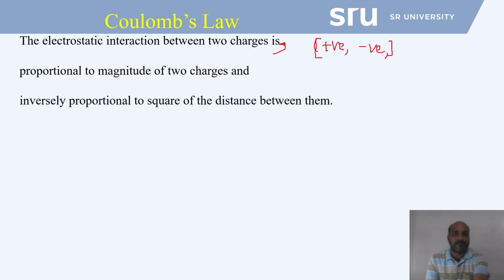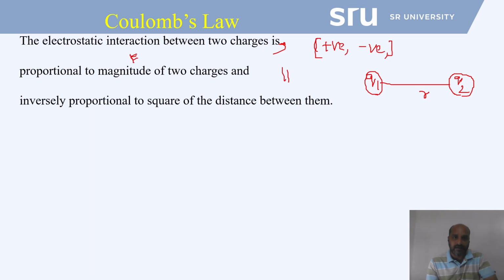another conclusion is that it is inversely proportional to the square of the distance between them. I mean, if you show that diagrammatically, let this be charge Q1, and let this be charge Q2. The magnitudes of the two charges are Q1 and Q2, and they are separated by distance r, and of course we are taking the shortest distance as r. As per his conclusions, the force of interaction between these two charges will be proportional to the magnitude of the two charges and inversely proportional to the square of the distance between them. And this force is a vector.